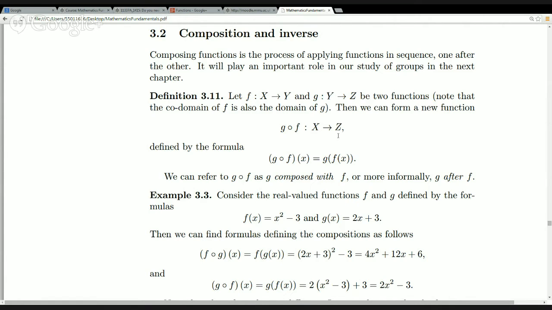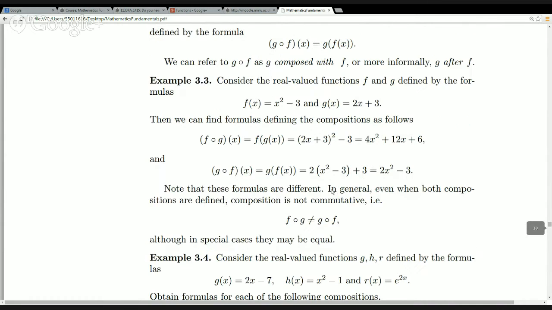Now, should we look at a couple of examples? Yeah, let's look at a couple, because this illustrates this nicely. So if we look at example 3.3, we're going to take two real valued functions, f and g. f is the function x squared minus 3, g is the function 2x plus 3. So f is an order 2, or quadratic, polynomial. g is just a linear polynomial, order 1. And we can compose them to produce new functions.